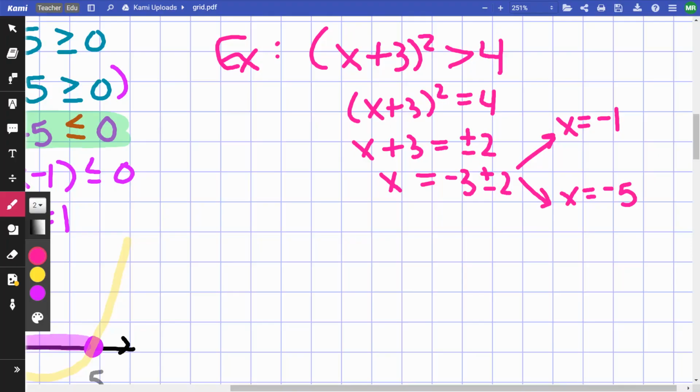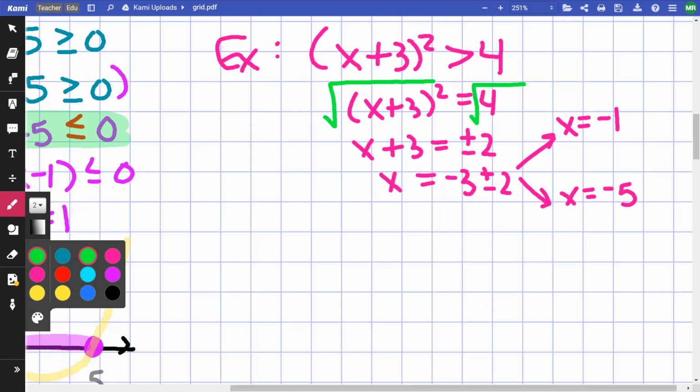What I'm doing here, let me do it in a different color. So what I did to this was I square rooted this side and I square rooted this side. Okay. And that's how I got my x plus 3 and then my plus minus 2. Okay. And so now I'm going to put this on a graph. I have a negative 5. I have a negative 1.